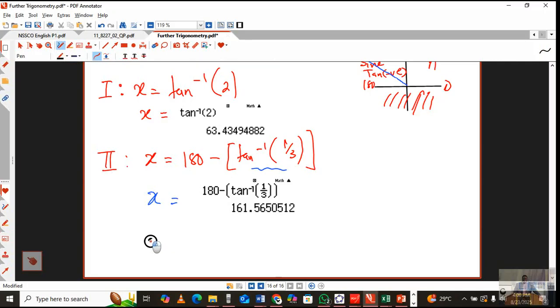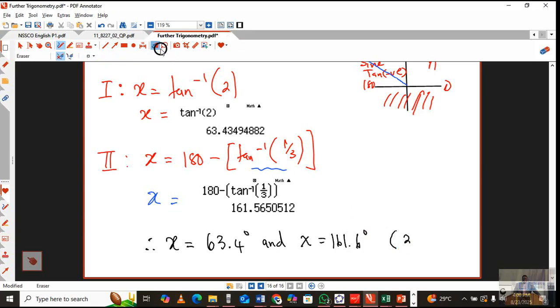Therefore, x equals, since it's degrees, we give it to one decimal place, 63.4 degrees, and x equals 161.6 degrees. This is correct too. One decimal place is the preferred degree of accuracy. So 1 dp. All right, there we go.